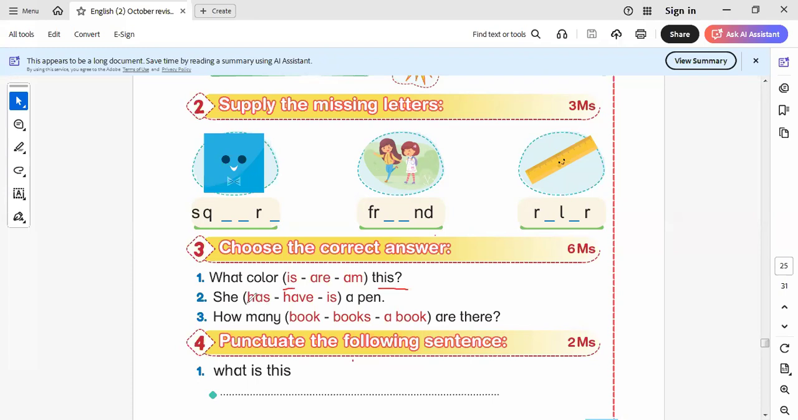So it will be here, she has. Why has? Because she is singular. Talking about singular, how many spaces are there? So here I talk about plural. So it will be how many books are there?